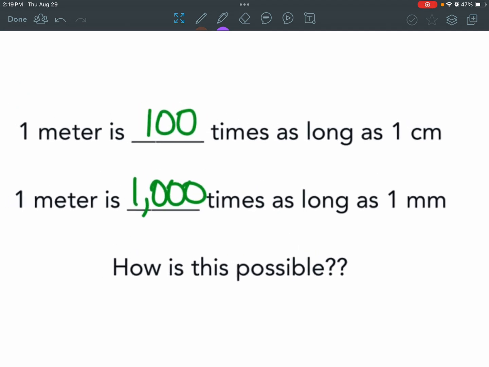Well, we said that a meter is 100 times as long as 1 centimeter, and a meter is 1,000 times as long as 1 millimeter. Well, that doesn't make any sense. Shouldn't these two numbers be the same? Pause and discuss with your shoulder partner.